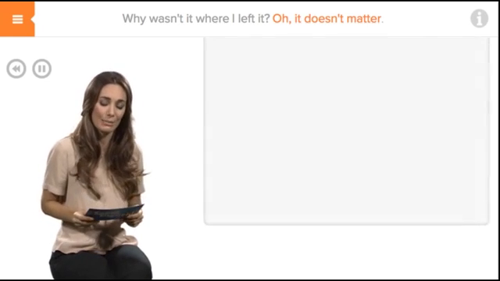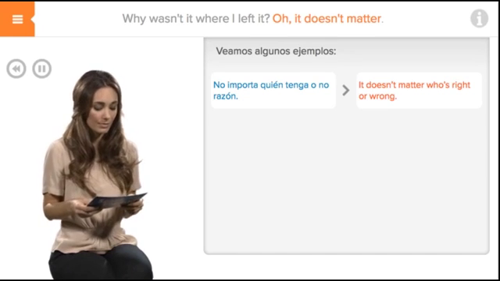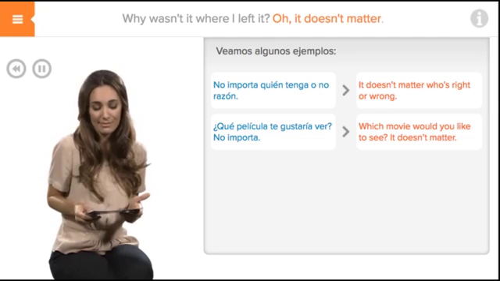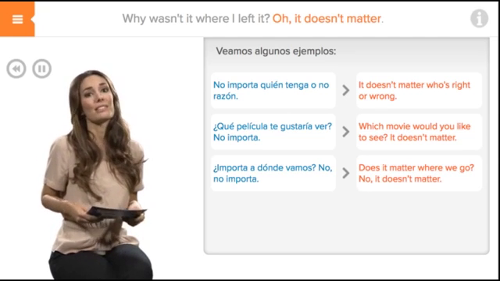Y ahora vamos a ver 3 ejemplos. It doesn't matter who's right or wrong. Which movie would you like to see? It doesn't matter. Does it matter where we go? Nope, it doesn't matter.